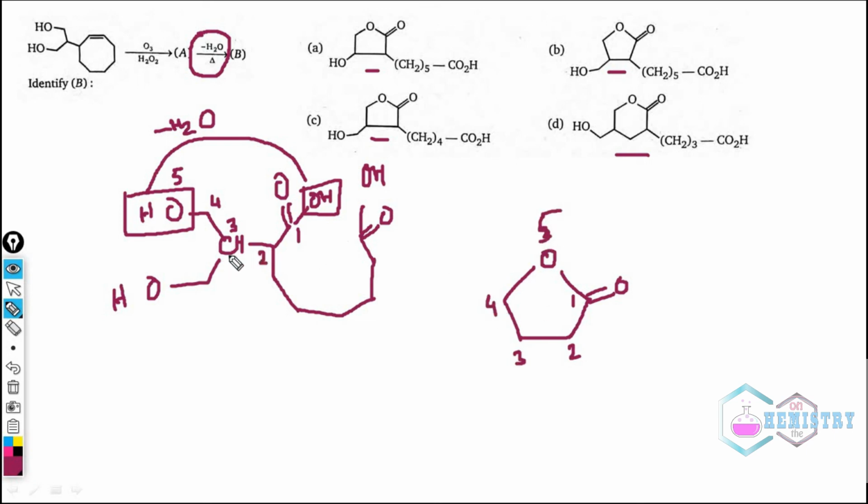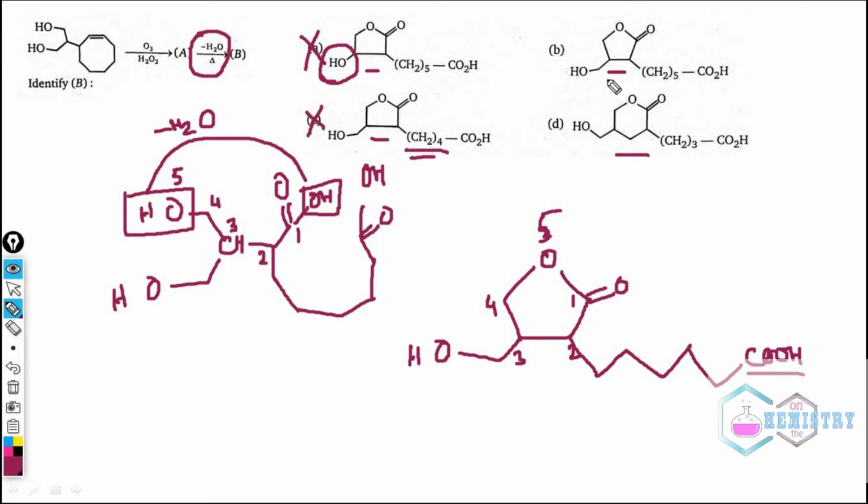Now from 3 we had a CH2OH, and from 2 we had 1, 2, 3, 4, 5, 6. That means 5 CH2 groups, then a CO2H. So this is the structure, and let's see which one is the correct answer. This will not be the best because this is only OH. This is a 4, this is not the answer, and this one is the correct answer.